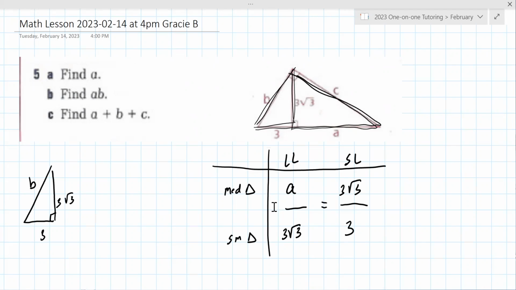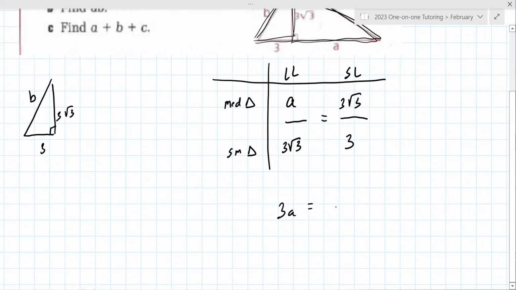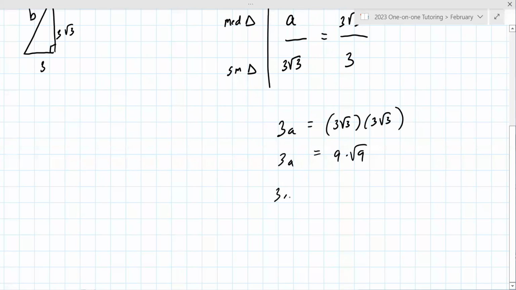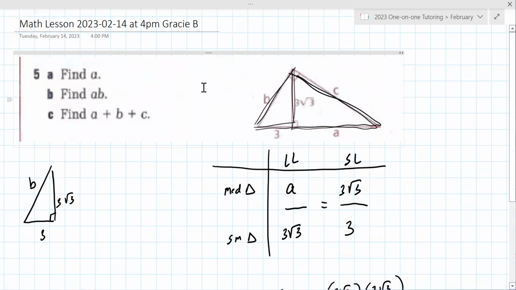So now there's only one variable to solve for, and that's A. So we cross multiply here. So we have 3A equals 3√3 times 3√3. On the right here, you multiply the whole numbers, 3 times 3 is 9, times the square root of 9, which is really 3, and 9 times 3 is 27. Divide both sides by 3, and A is 9. Okay, so that's the first one. That's A, 9.